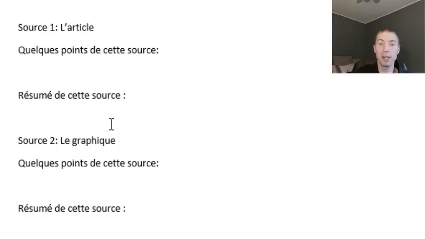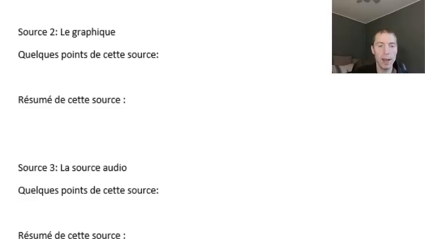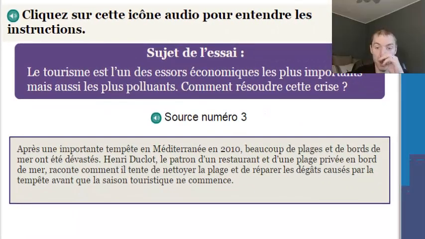Either way, I want you to give me a résumé, a summary of what the source is saying and what kind of point of view it's giving me. All en français. You do the same for source 2 and source 3. After those three things, I want you to give me le thèse, the thesis that you would write if you were forming this essay right now. And the thesis must answer the question, comment résoudre cette crise?